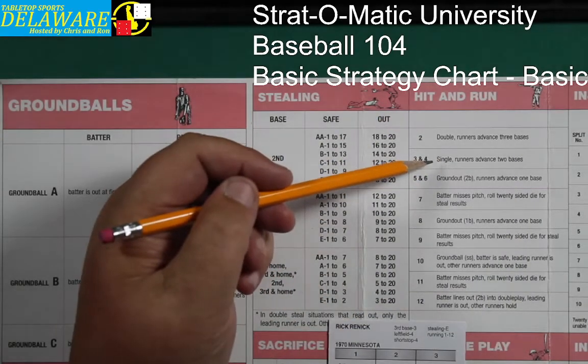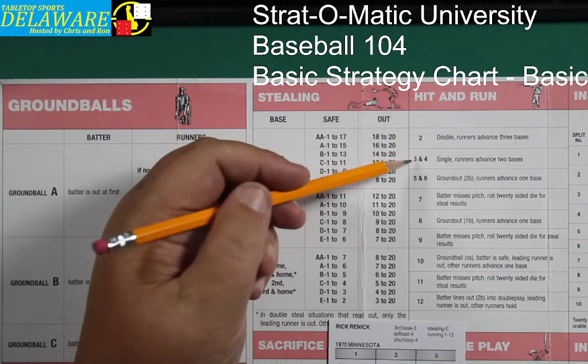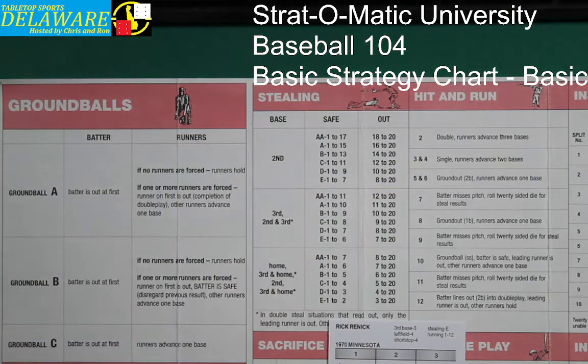It's possible to get a hit. Roll of 2, double 1, snake eyes. Double, runners advance 3 bases. 3 and 4, single, runners advance 2 bases.